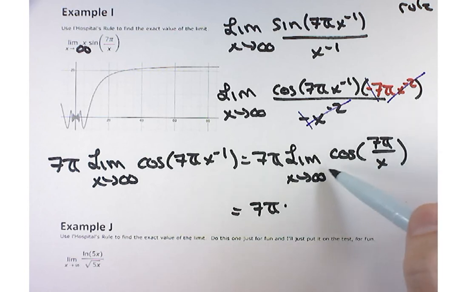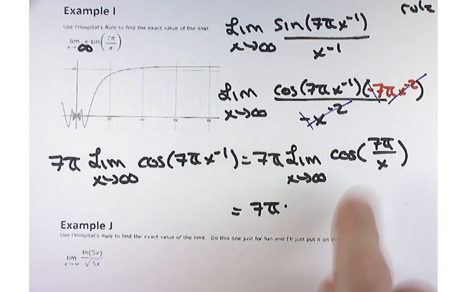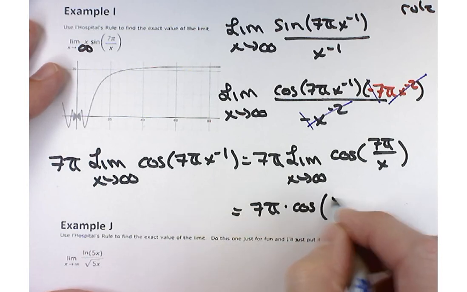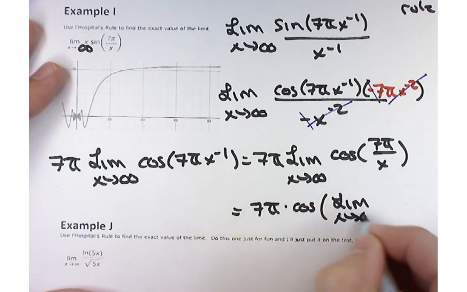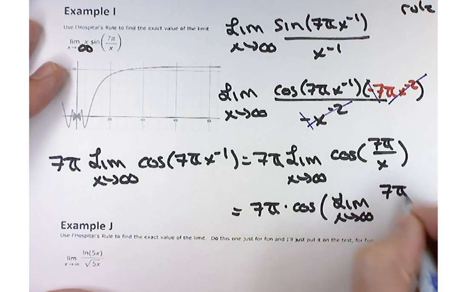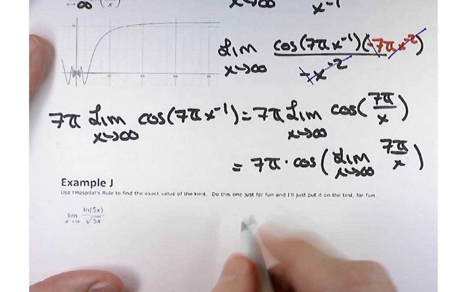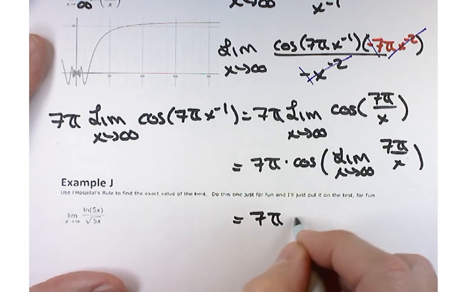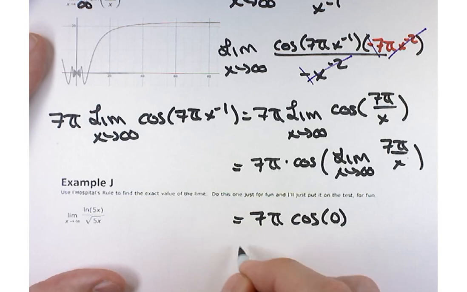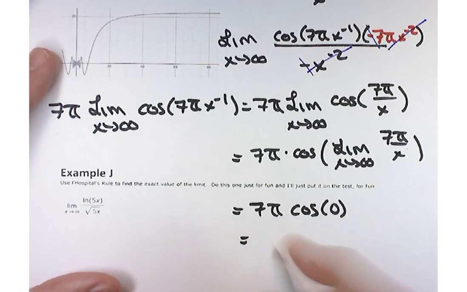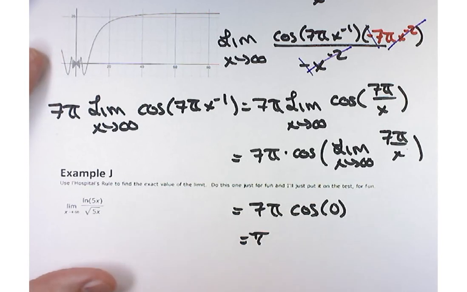Let's think about this limit. Cosine is a nice continuous function, so I'll interchange these. And basically, I'll take the cosine of the limit as x approaches infinity of 7 pi over x. What's that limit going to be? 0. Yeah. And what's the cosine of 0? 1. So we end up with 7 pi for our limit.